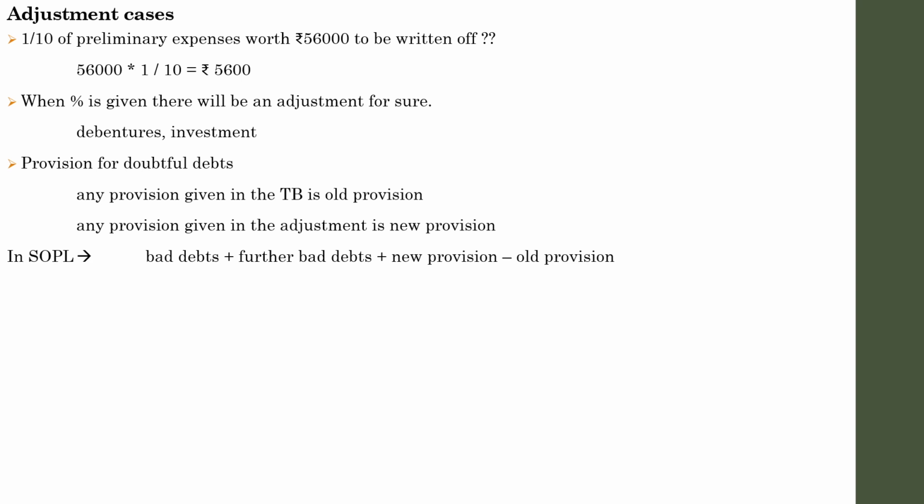In a statement of profit and loss, you will show the total of any amount if it is given in the trial balance, bad debts. If there is any further bad debts given under additional information, you will add it. If there is any new provision mentioned in the additional information, you will add it. Out of these three items, you have to deduct the old provision. This is how you have to show the amount of doubtful debts or bad debts in the statement of profit and loss or else profit and loss account.